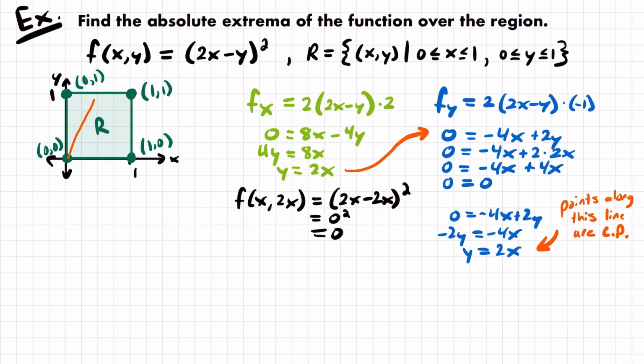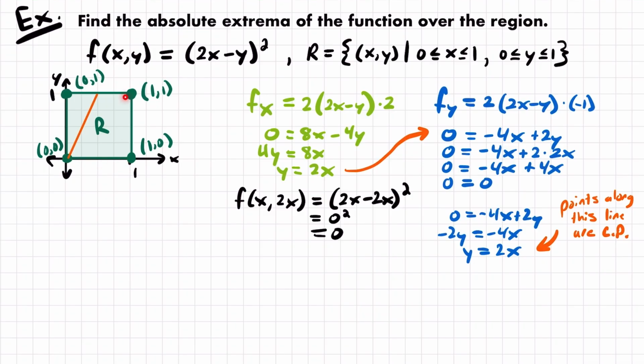Okay, so I'll draw that here. That line would extend forever in this direction and this direction, but I'm just drawing the part of it that would be included in the region. So all the points along this line are critical points of this function that we have to consider for absolute extrema. And you can see that for that line, the values of x that can be used are from 0 to 1/2, right? Halfway to 1.